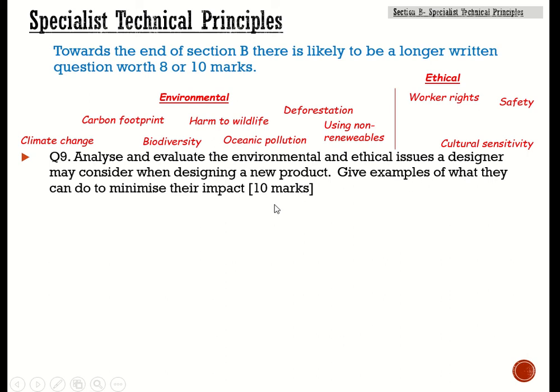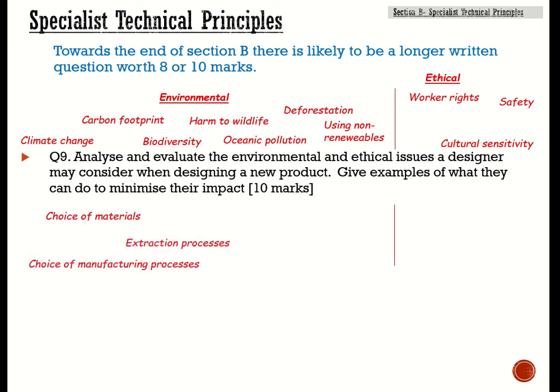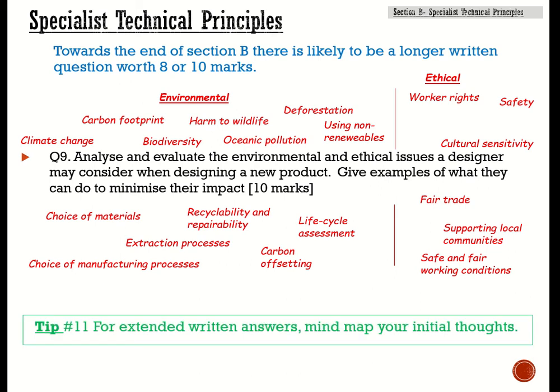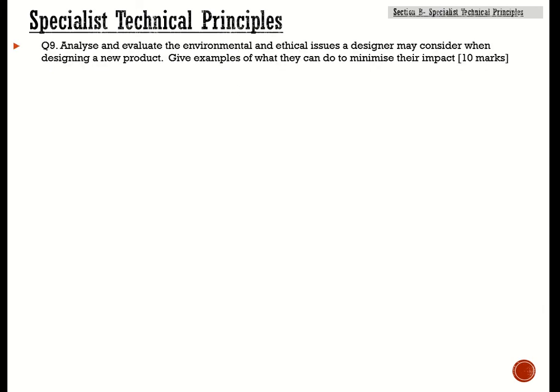All right, so again, mind map your initial thoughts. You might describe choice of materials, choice of manufacturing processes, environmental extraction processes, recyclability and repairability of products, carbon offsetting, life cycle assessments. And for ethical issues, you might think about fair trade, safe and fair working conditions, and supporting local communities. So, for extended written answers, mind map your initial thoughts. Don't spend ages on it, but just get some words down which are going to help structure your answer.